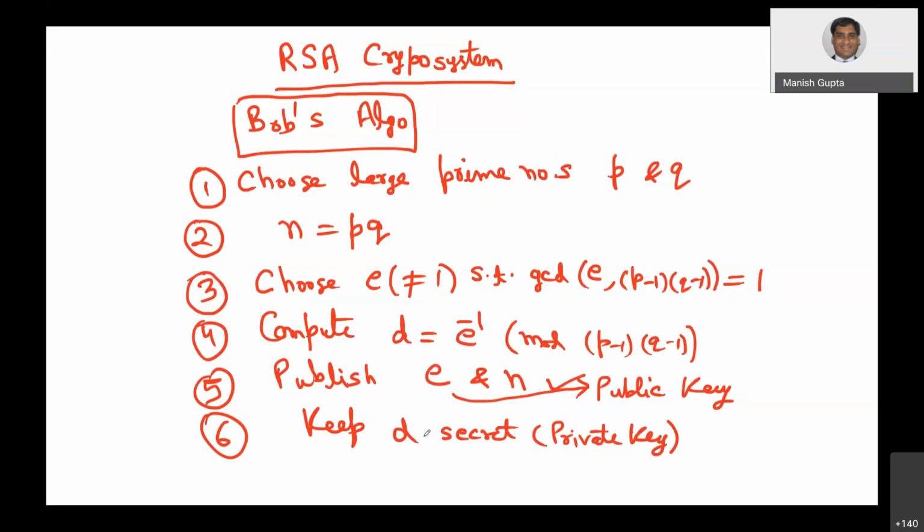Okay, so I hope you understood Bob's preparation on his side. He chooses two large primes P and Q, computes N equal to P times Q, chooses an exponent E not equal to 1 such that GCD of E and (P minus 1)(Q minus 1) is 1, computes D, which is the inverse of E modulo (P minus 1)(Q minus 1), publishes E and N, so E is a public key, and keeps D as a secret. Now, even if N is known to everyone, they don't know the prime factors P and Q. Okay. So now, what is the next step of the algorithm?